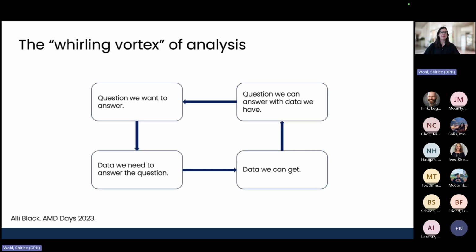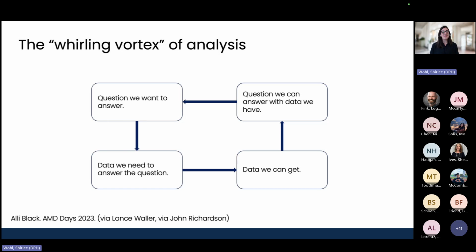So I'm going to start by shamelessly borrowing a concept I took from Allie Black. For those of you who know her, she's an epidemiologist in Washington, who presented at AMB Days back in 2023. She presented this idea of a whirling vortex of analysis, which I think is just a great metaphor. And this concept, I actually think, goes back a bit. I did some digging to find out who actually came up with this. I think Ali saw it on a talk by Lance Waller. He quotes somebody, John Richardson. I don't really know who to credit for this, but I think it's great.